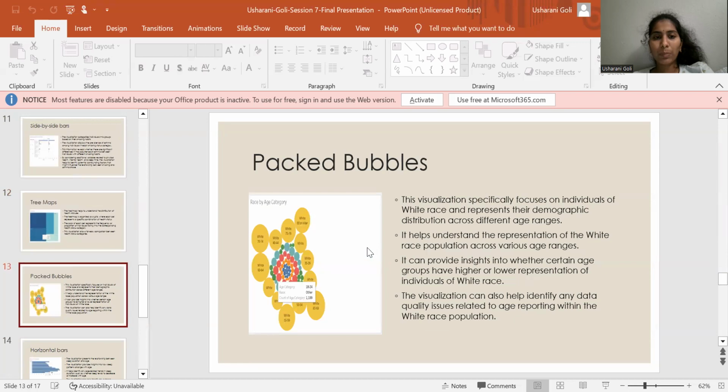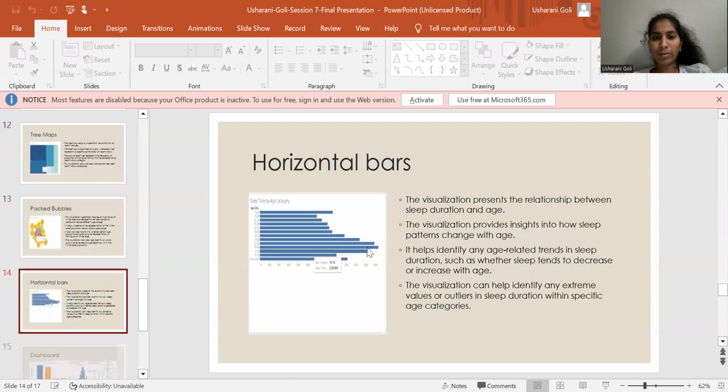Coming to the next, that is pack bubbles. It is race by age category, and this visualization specifically focuses on individuals of white race and represents their demographic distribution across different age ranges. It can provide insights into whether certain age groups have higher or lower representation of individuals of white race.